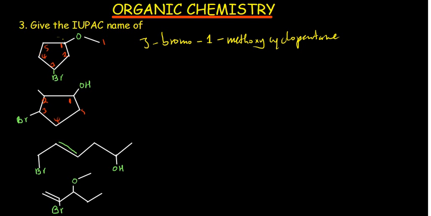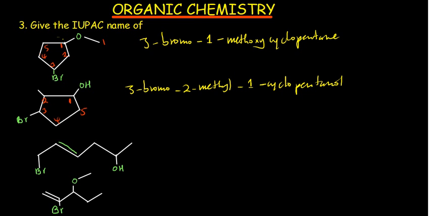So how are we going to name this one? We're going to name the groups first. We have a bromo and a methyl. Bromine comes first in the alphabet, so this will be 3 bromo, and then 2 methyl, and then at position number 1, that's where we have the alcohol, so cyclopentanol. So that is going to be the name. Well, let's name this one also.